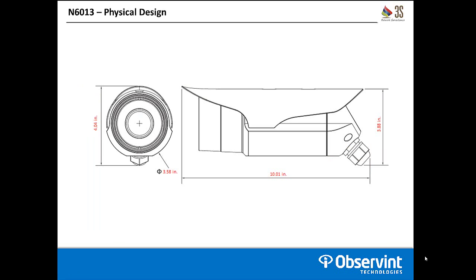In terms of size, the bullet camera is 10.01 inches in total length from front to back. That does include the Sunshield as well as the conduit plug on the back of the camera housing. Height from the back of the conduit to the top of the Sunshield is 3.88 inches, and it has a 3.58 inch diameter in terms of total bullet size. If you notice there on the left, there is a 4.04 inch height listed. That is actually including the screws that are used to hold that Sunshield in place.